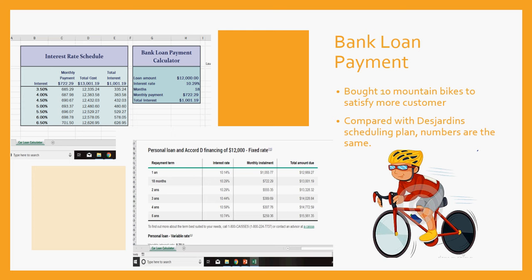He created and inserted a rate schedule table along with the bank loan payment calculator. He has done so to notice how much interest the club would have to pay according to the number of months he chooses to repay the loan. Obviously, he wanted to compare his result with the bank, which is Desjardins, to see if he had made a mistake. Indeed, he noticed that all the numbers were exactly the same.